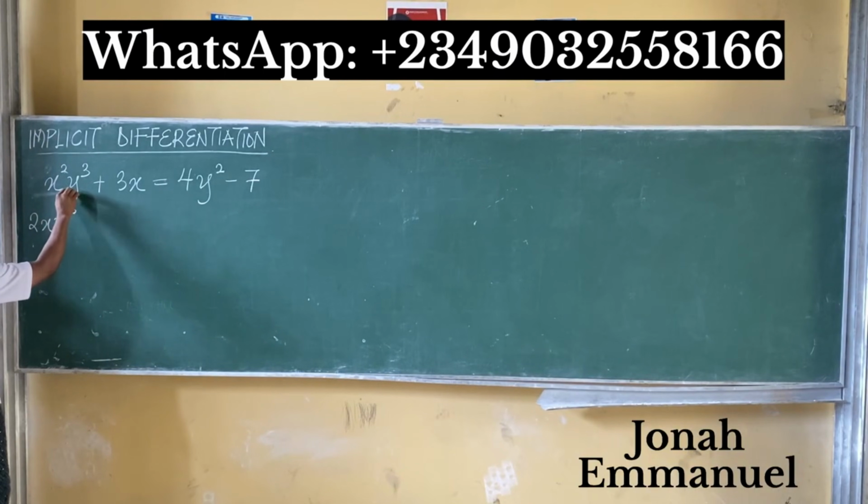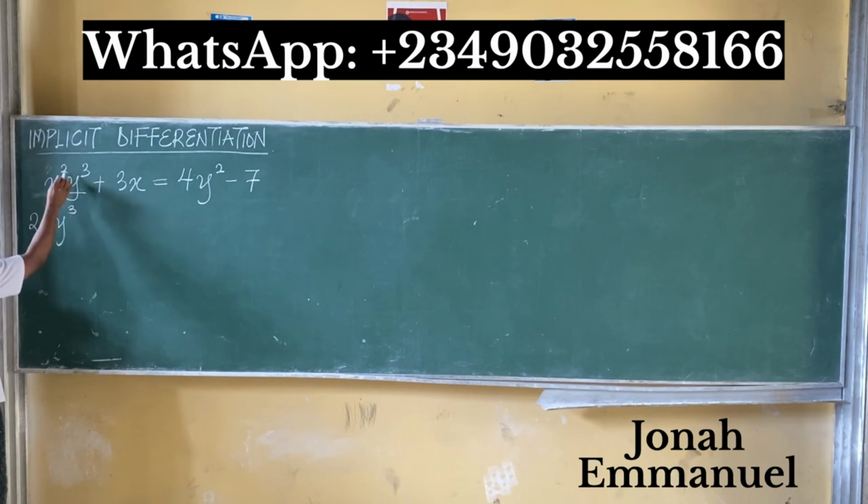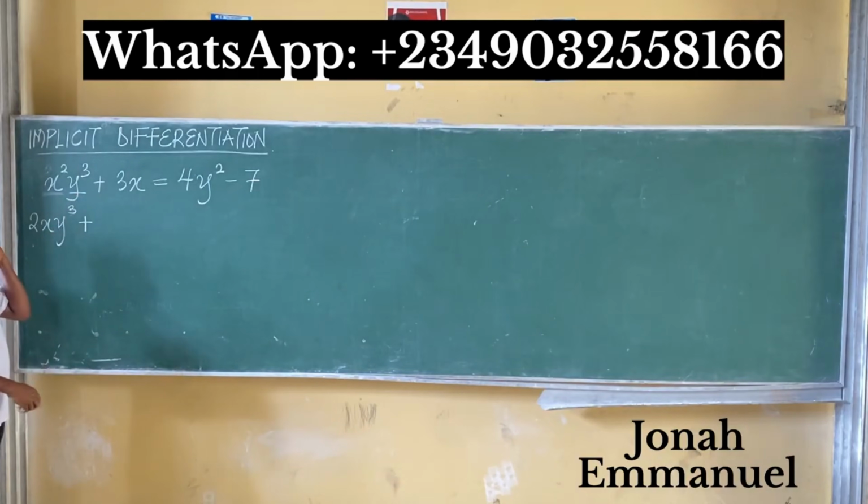Now come over to y. For this term, what's the sign before this term? This term is x squared y cubed. What is the sign before the term? Plus. It is a positive term, right? So we use plus. Now differentiate y using the same general method, right?